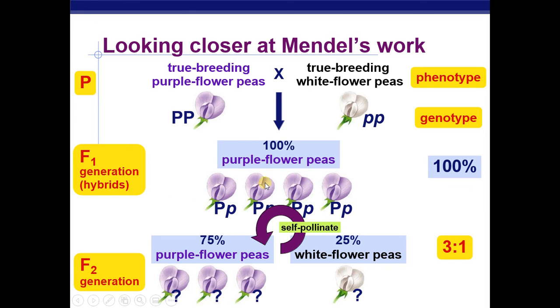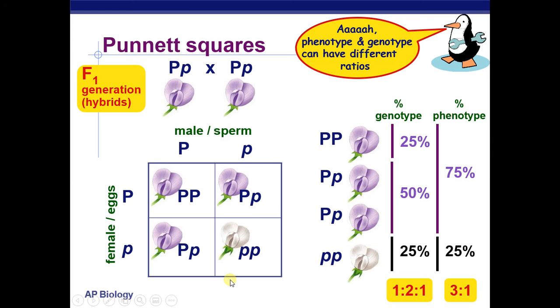But then when they self-pollinated these flowers and got 75-25, what would be the genotypes? We know the phenotypes, purple and white. What would be the genotypes to come up with this 3-to-1 ratio? And so we can actually determine the probabilities of those using a Punnett square. A Punnett square is a way to calculate the probability of having offspring with different genotypes and different phenotypes if you know the genotypes of the parents. So it kind of looks like this.